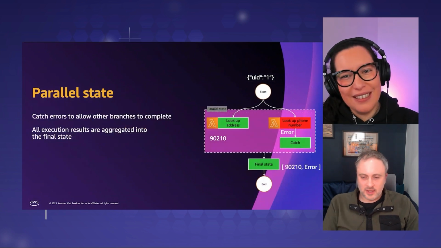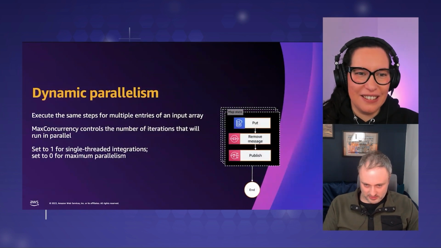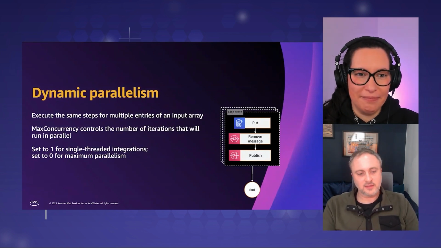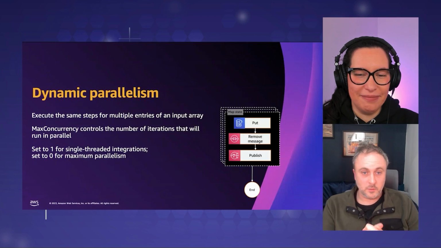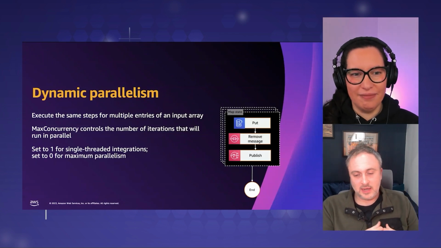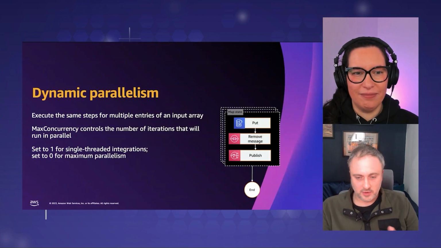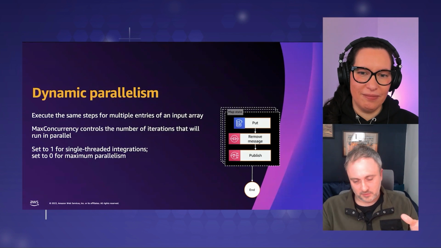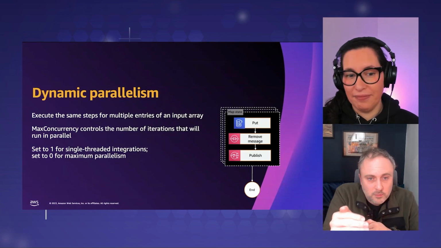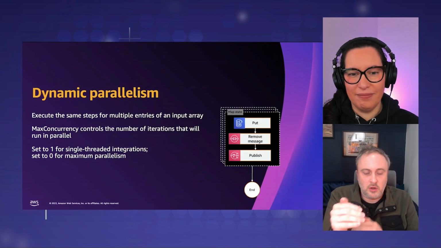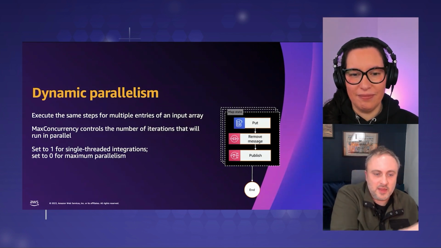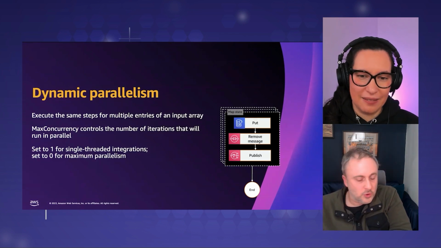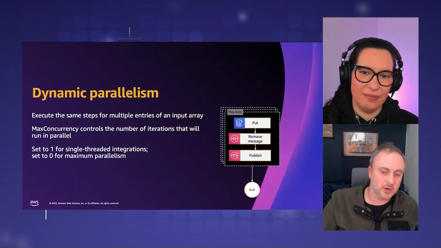Okay, so I'm going to skip some of the stuff about error catching in parallel state because I want to talk about dynamic parallelism. In step functions, this is called the map state. What this allows you to do is hand an array of items to a series of substeps. Those substeps, which are the states inside your map state, will run concurrently against each item in that array. So you could say you want to run against each item all at the same time, or you could even make it single-threaded and say you want to do it one at a time.